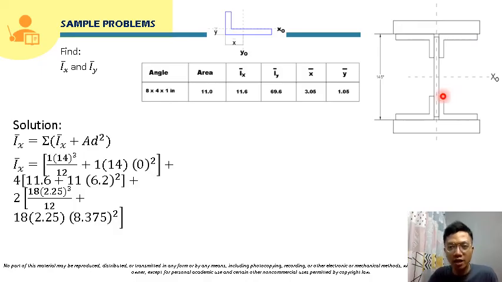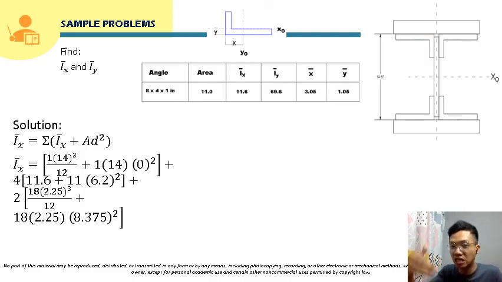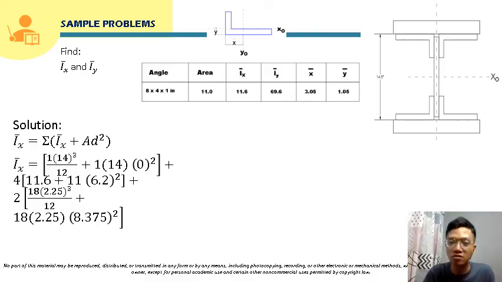Now for the remaining shape, which are these rectangles. We can just consider one rectangle since they are identical and placed symmetrically at the upper part and the lower part. So let's consider this upper rectangle. The centroidal moment of inertia of this is bh cubed over 12. The base is 18 and the height is 2.25.